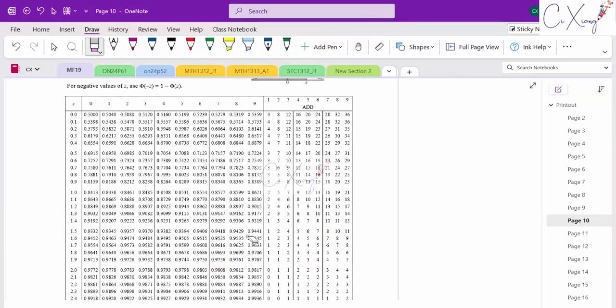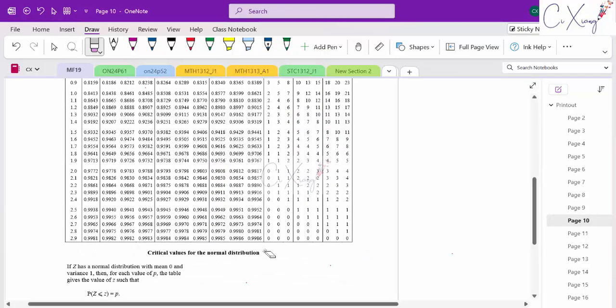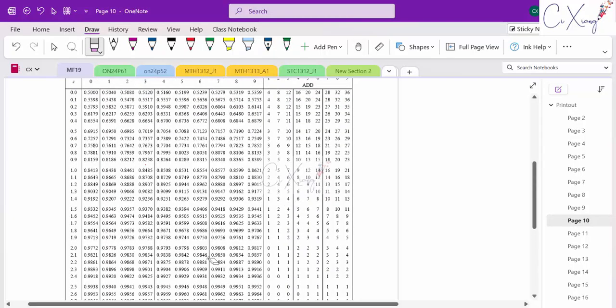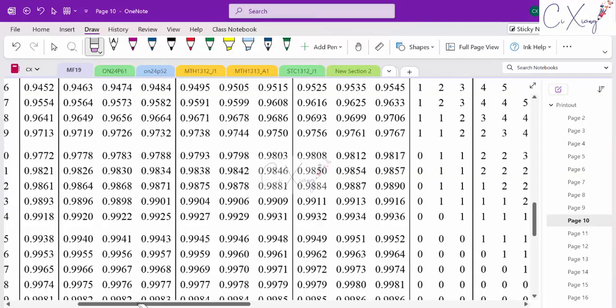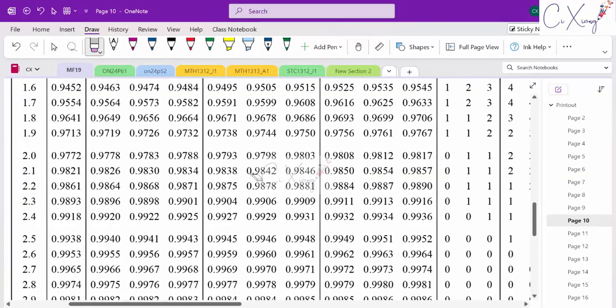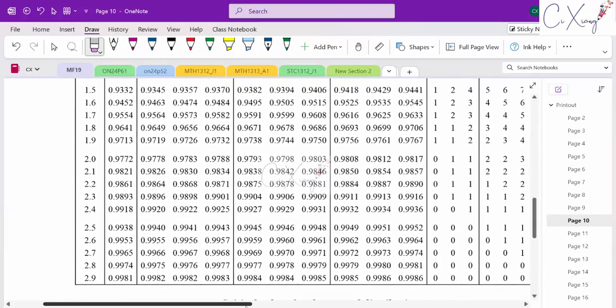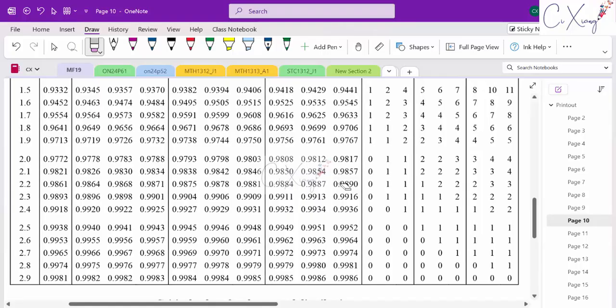So 0.986 again. Let me clear everything first. Looking for 0.986, if you look in detail, looking for 986, I think the closest value will be 9857. We are looking for the smaller one, so 9857 is the value smaller than 986 but closest to it. So I'm looking for this one.